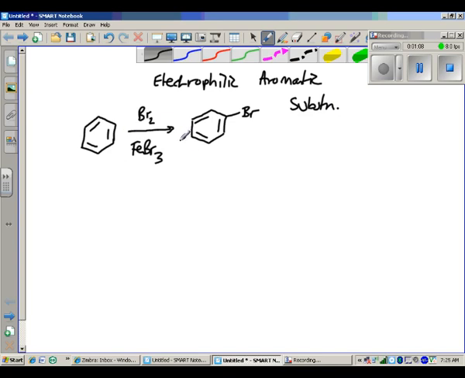Now the actual mechanism behind this is essentially electrophile independent. The mechanism is exactly the same each time. So the only thing that's different about all these reactions is the method of generating the electrophile in the first place, and we'll talk a little bit about that.